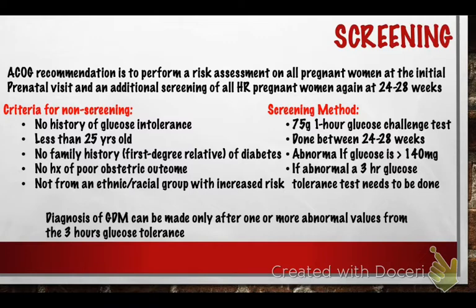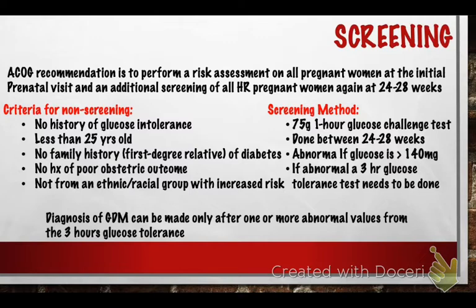Now, yes, there are some physicians that are much more conservative, and if they have even 1 abnormal in the 3 hour glucose challenge, they will consider them gestational diabetic, and then they will start them on nutritional counseling and nutritional treatments. And we'll talk about treatments in a second.